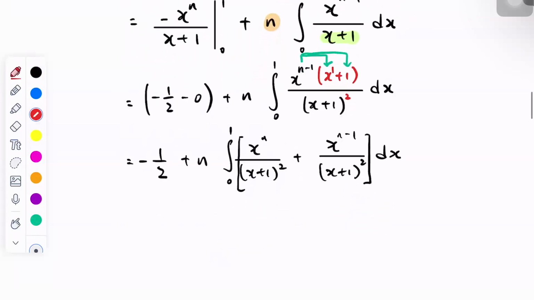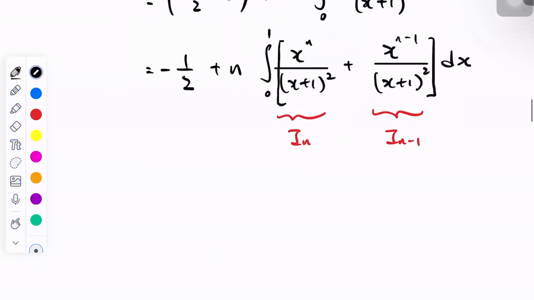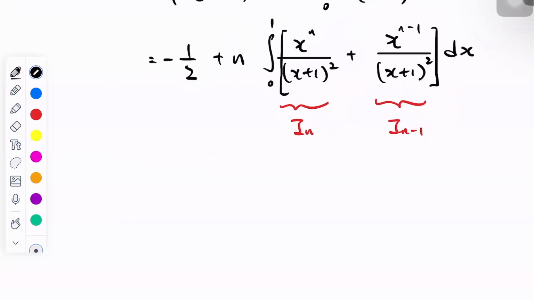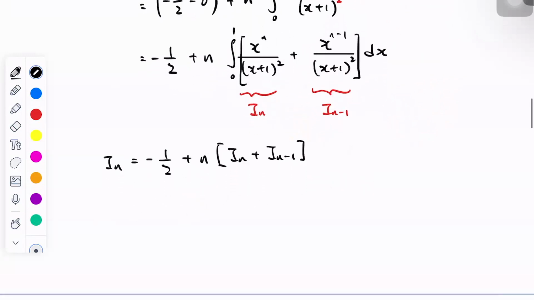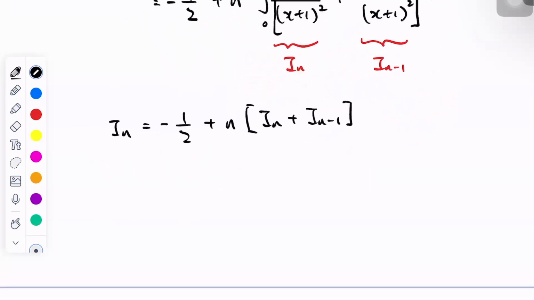And then this part will be our I_n, and this part will be our I_(n-1), right? So that means I can rearrange the term as I_n, this is negative 1 over 2 plus n, and then this is I_n plus I_(n-1). So the remaining task will be just simply I need to move the I_n as a subject. So I would do the distribution on the right hand side, which is plus n I_n, and then plus n I_(n-1).